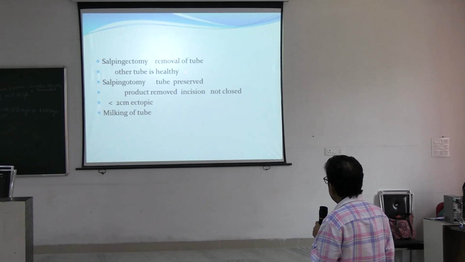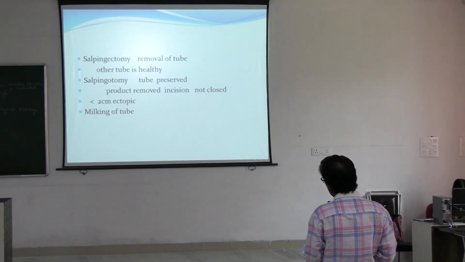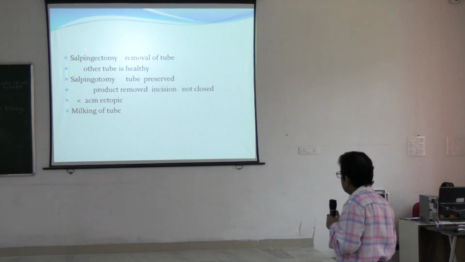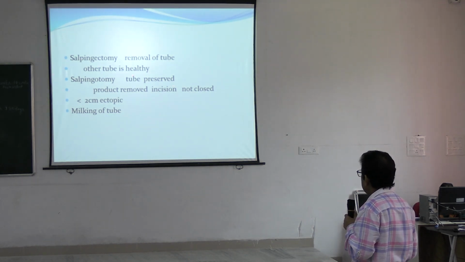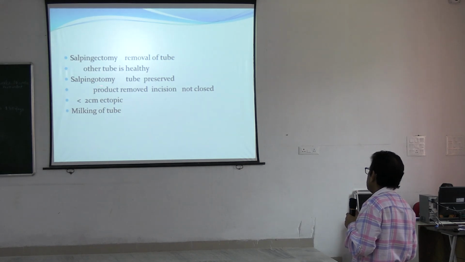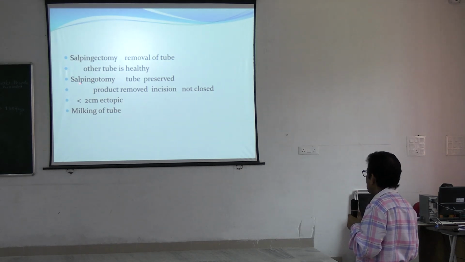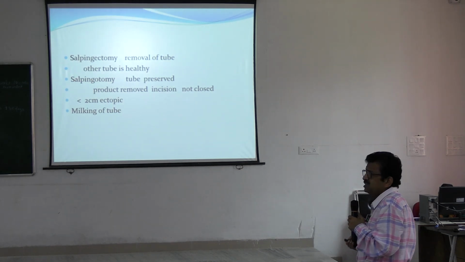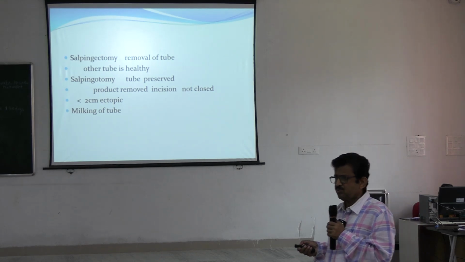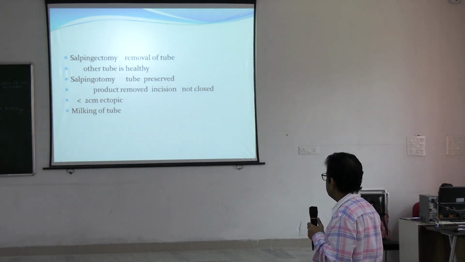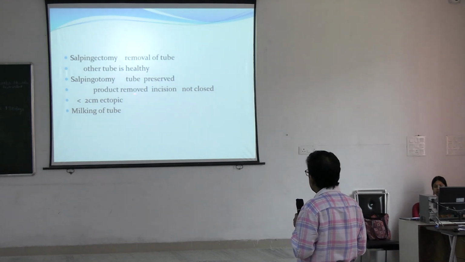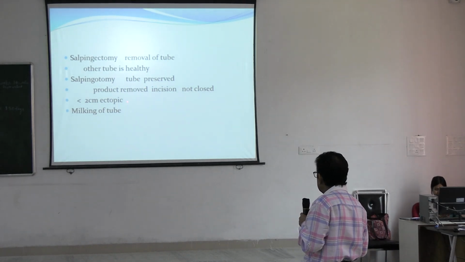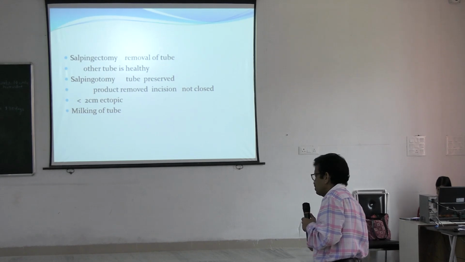So not salpingectomy, or it may be that the tube cannot be removed because of the condition of the other tube. The next surgery is salpingotomy. Of course, in all these cases the patient's condition is poor, so the patient should permit. In salpingotomy, the tube is preserved, the product is removed, and the incision is not closed.